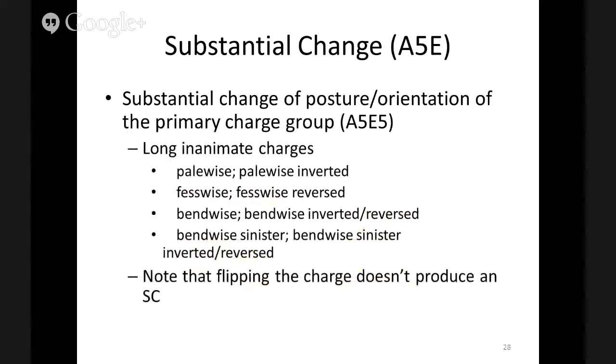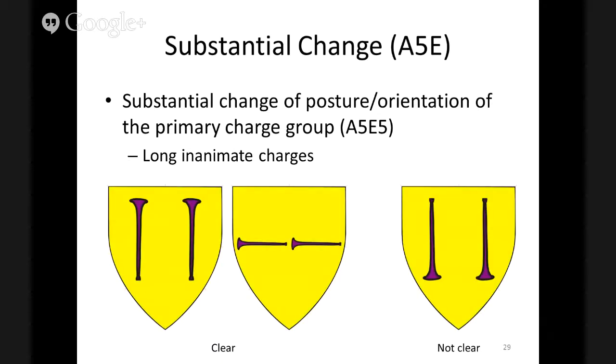So, long inanimate charges. You get SCs between palewise and palewise inverted, fesswise and inverted, bendwise and inverted, and bendwise sinister and inverted. So basically changing the major axis of the charge. Again, flipping it around end for end doesn't get you a DC. So, what's the first one?